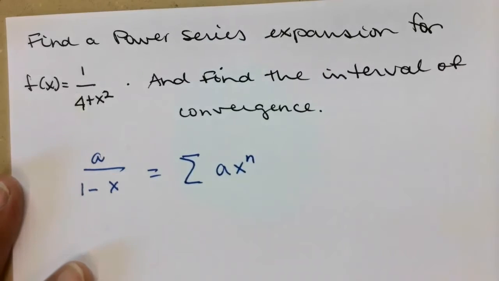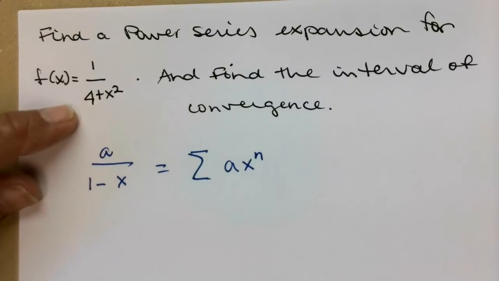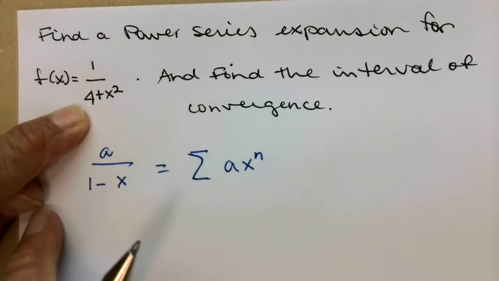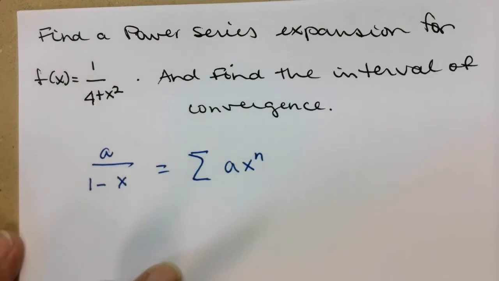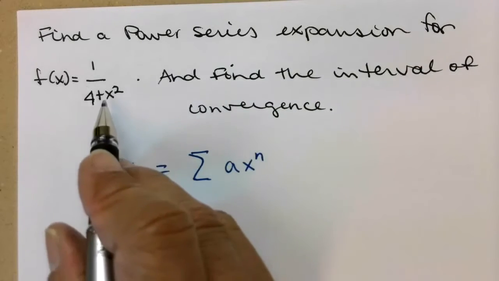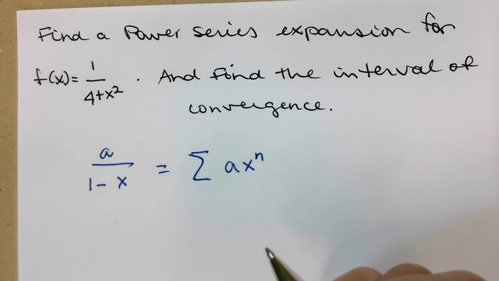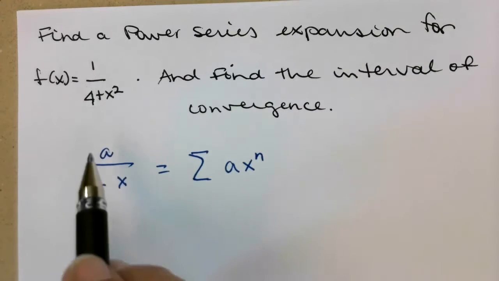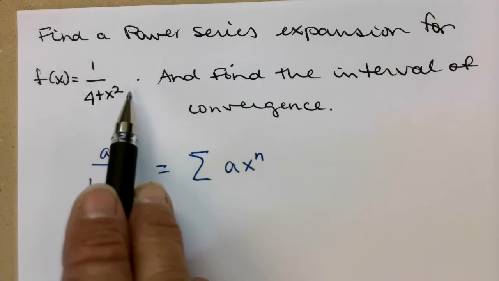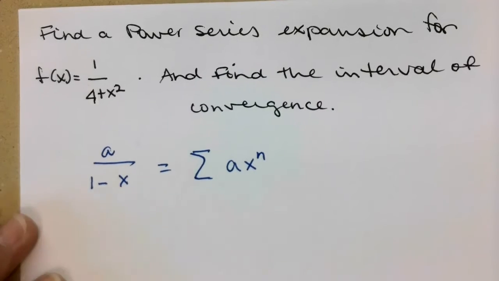a x to the n. So somehow we need to convert this function that we have to look like a over 1 minus x. Well, we can already see we're going to need a negative. We're going to need to change the sign. And then I need this 4 to be a 1. So let's factor that 4 out of the denominator. We're just going to do some algebraic manipulations here.